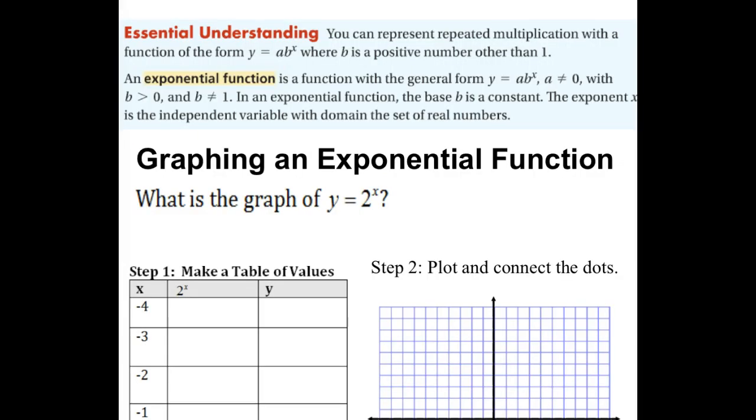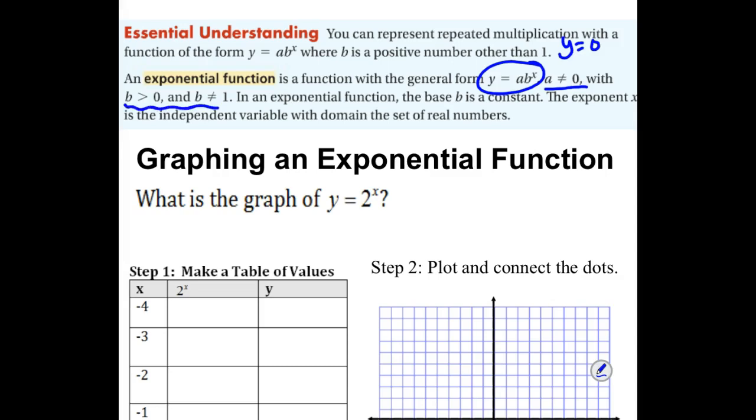It says you can represent repeated multiplication with the function of the form y equals a times b to the x power, where b is a positive number other than 1. An exponential function is a function with the general form y equals a times b to the x. We have this restriction that a cannot be 0. What would happen if a is 0? The whole thing becomes 0, yes? 0 times b to the x is going to be 0. If we just have the equation y equals 0, that's just a horizontal line, right? That's not growth or decay. So a can't be 0.